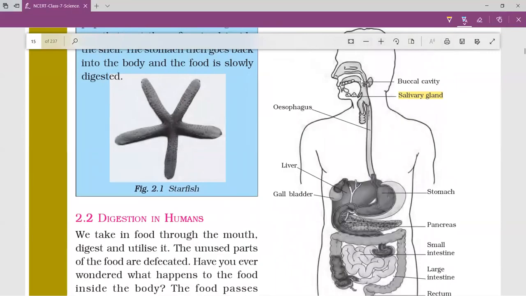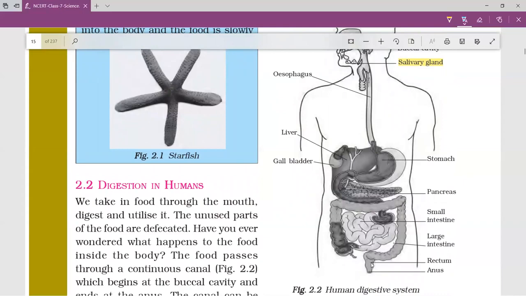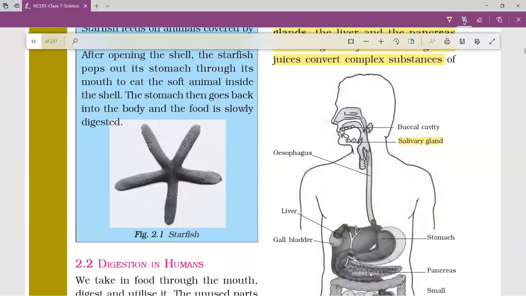In this figure, you will see the digestive system. This is the buccal cavity, then the esophagus or food pipe. Then you will see some glands, and the stomach, J shaped. Here you will see one of the largest glands, which is the pancreas. Here you will see the small intestine, which is coiled and surrounded by the large intestine. Then the last part is the rectum, and through the anus, undigested food is thrown out.